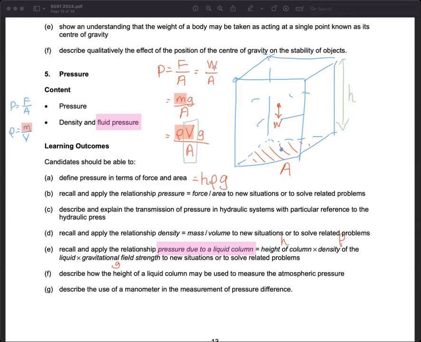How are you going to measure the weight of the fluid? Not easy, right? How are you going to find the area here? Also not easy. So we actually manipulate the formula, and therefore this formula, H rho G, came out. All you need to do is find the height of the liquid above it, times its density, times G. You will find the pressure due to the liquid above it. Is that clear?